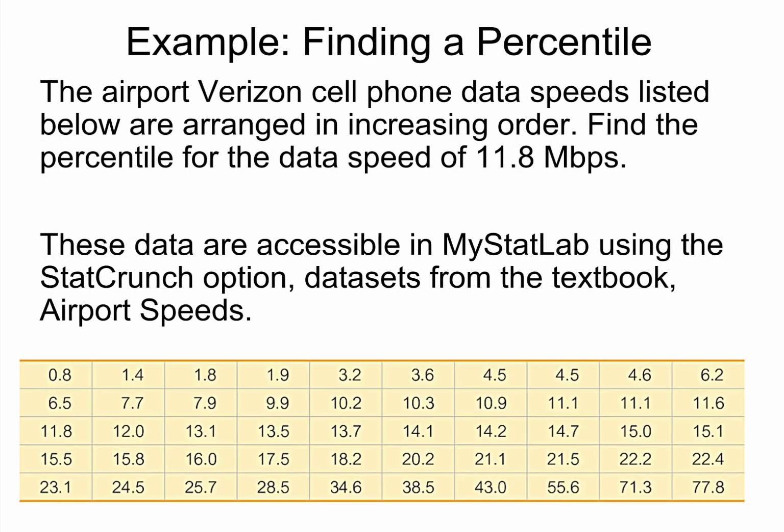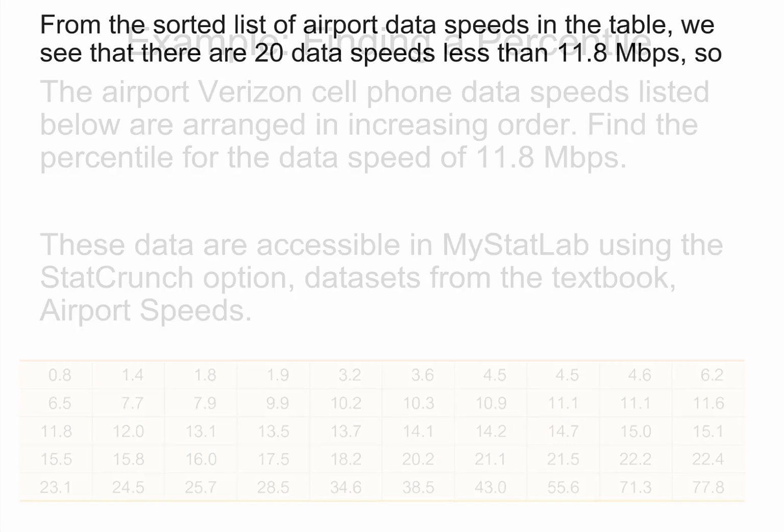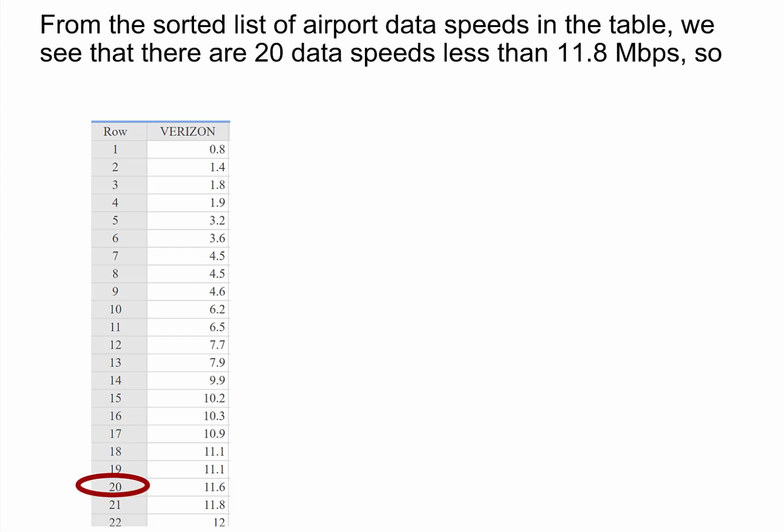So we're going to use the Verizon cell phone data speeds. These are accessible through MyStatLab using the StatCrunch option, data sets from the textbook, and it's called Airport Speeds. We want to find the percentile for the speed of 11.8. So these are in order. I'm going to use the data set in StatCrunch, and I notice I put them in order, and I notice that 11.8 would fall right here at observation 21.